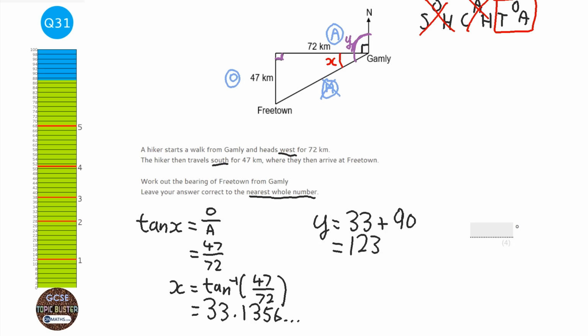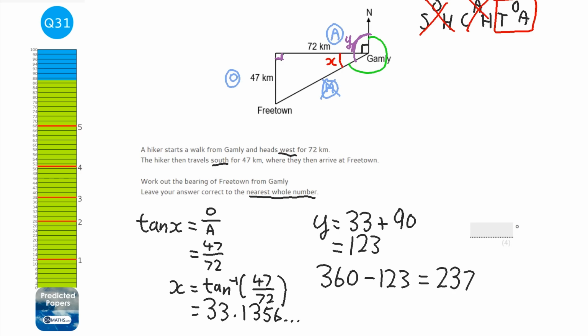123. Okay, now bearings, something that we've got to remember, are always from north going clockwise. So it's always going to be like that. It's going to be that angle there. So to do that, we're going to do 360. We're going to take away the 123 because that's what we don't want. So on a calculator, 360, take away 123, and that's 237. So the answer is 237 degrees.